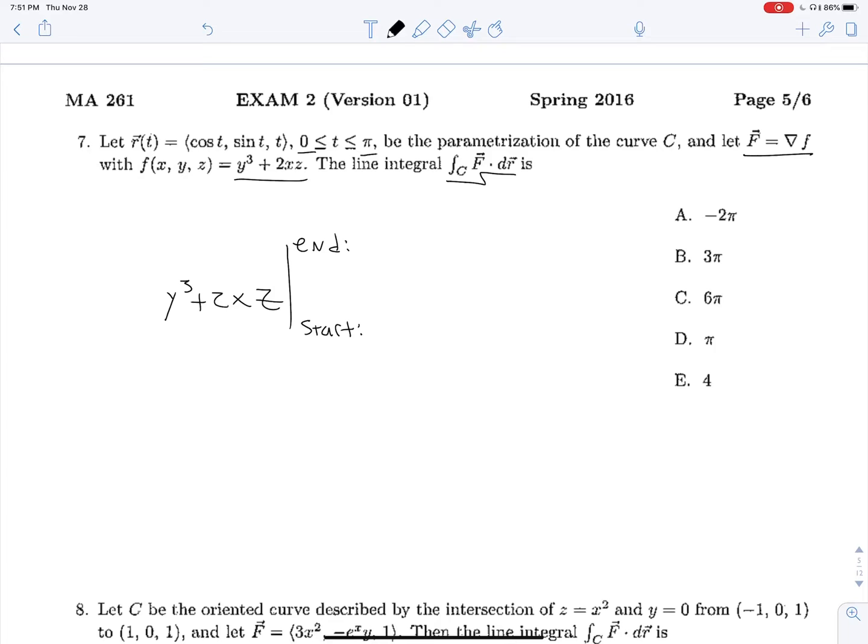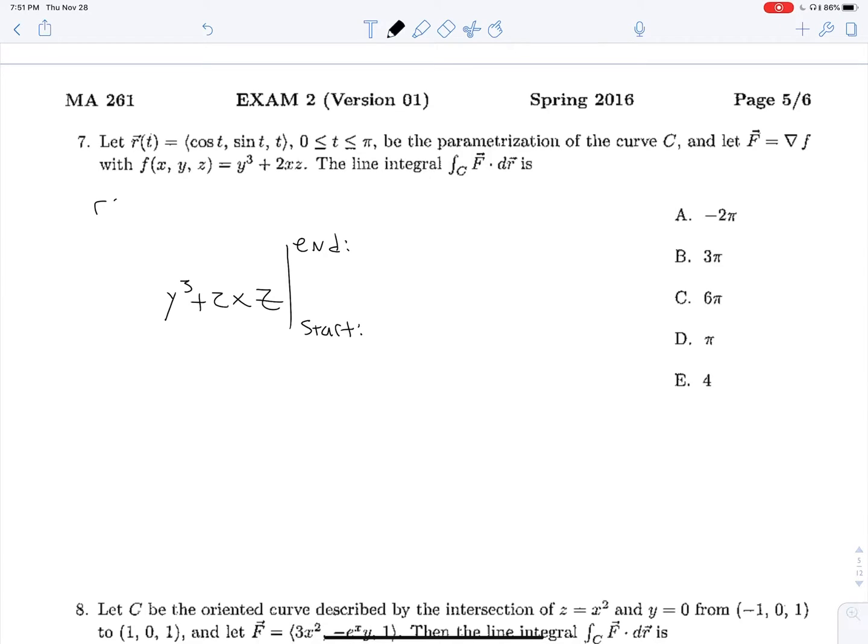And that's because this is a conservative vector field, it is path independent. So it doesn't matter what this curve C is at all, we will always get the same value as long as we start and end at the same value. So all we have to do here is figure out what x, y, and z values t equal to 0 and t equal to pi correspond to.